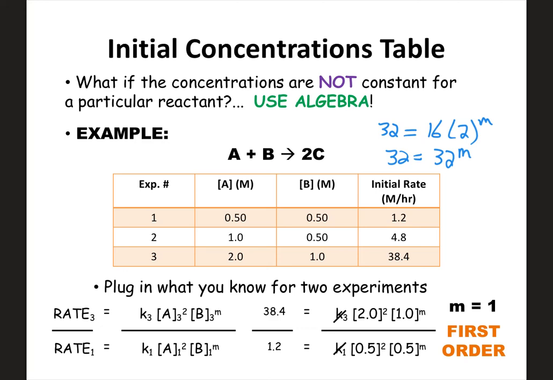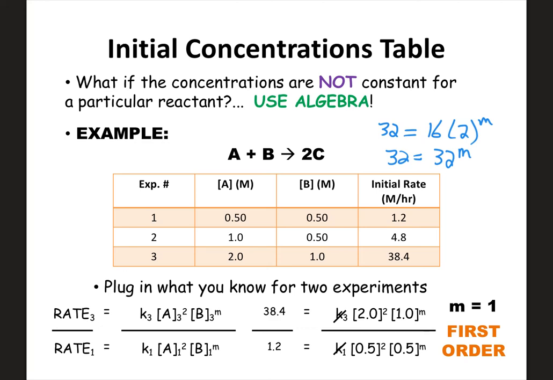So again, you pretty much know how to do this. It's just that when you don't have the concentrations being constant for a particular reactant, it just makes solving for the other one a little bit more interesting.